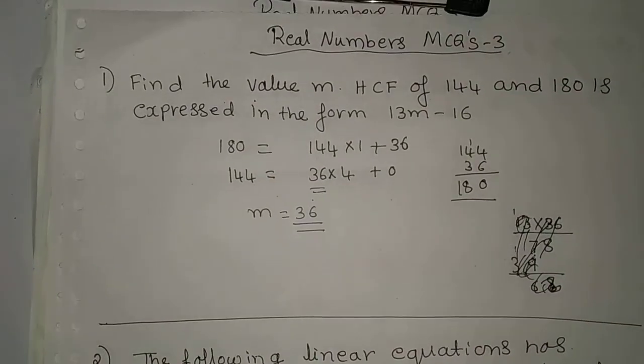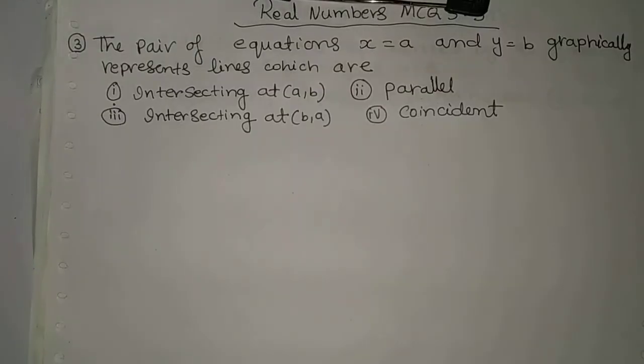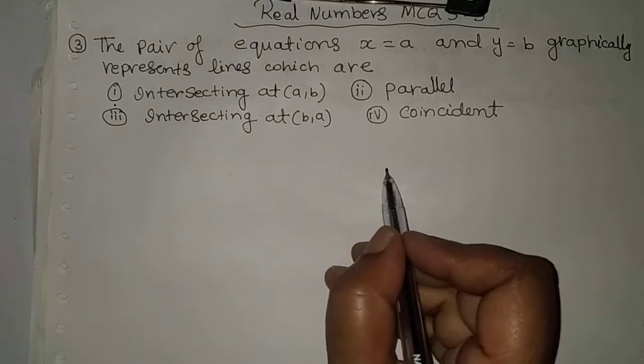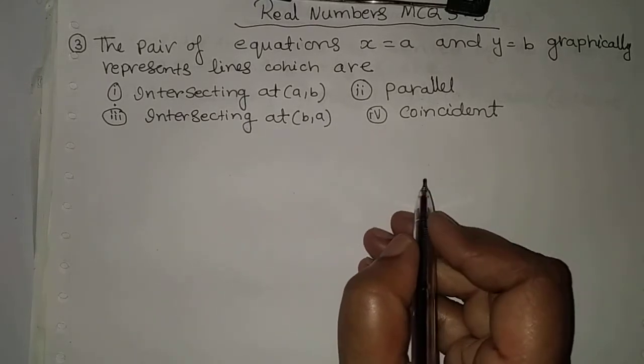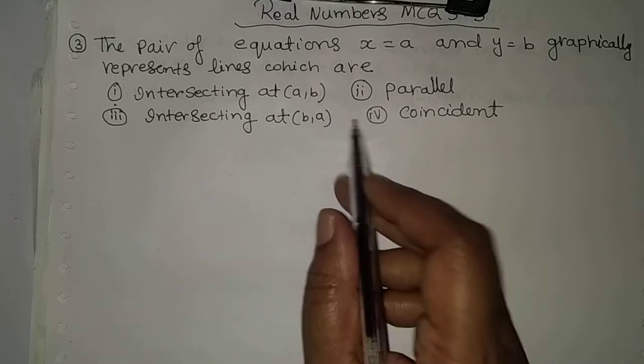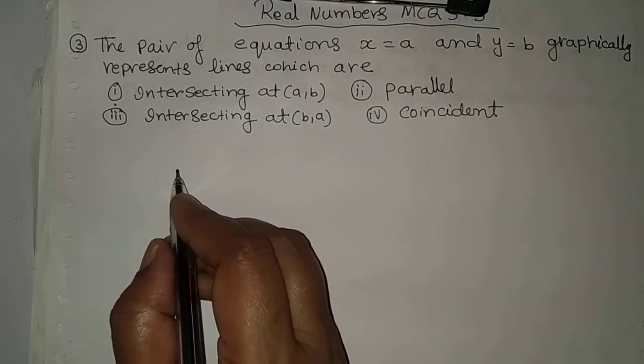So what is the third problem? We'll see. The third problem is: the pair of equations x is equal to a and y is equal to b graphically represent lines which are... So there are 4 options. They have given the pair of equations x is equal to a and y is equal to b. So we have to find out which option is correct here.